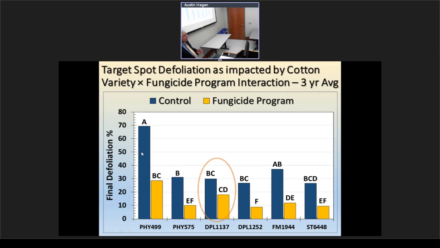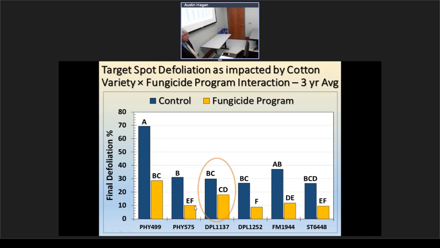If you look at the Phytogen 499, untreated, it had a much higher level of defoliation than any of the other varieties untreated, except for the Fibermax 1944. But essentially, the other 5 varieties had similar levels of defoliation, and they're much lower than the 499. So they seem to display equal tolerance to the disease.